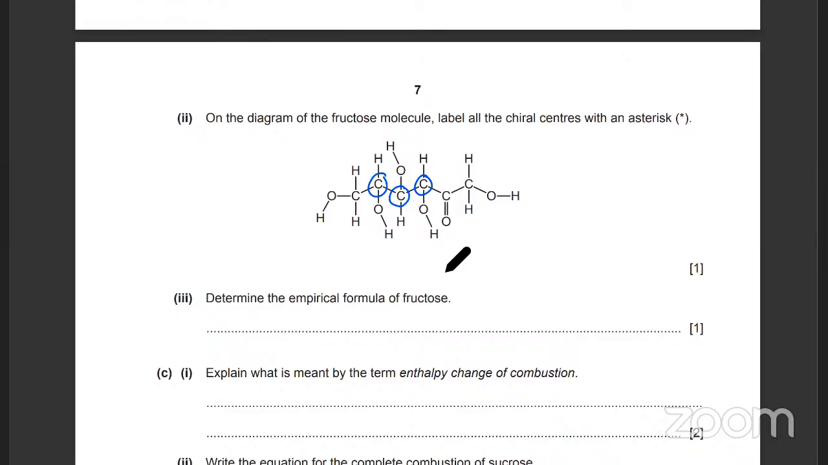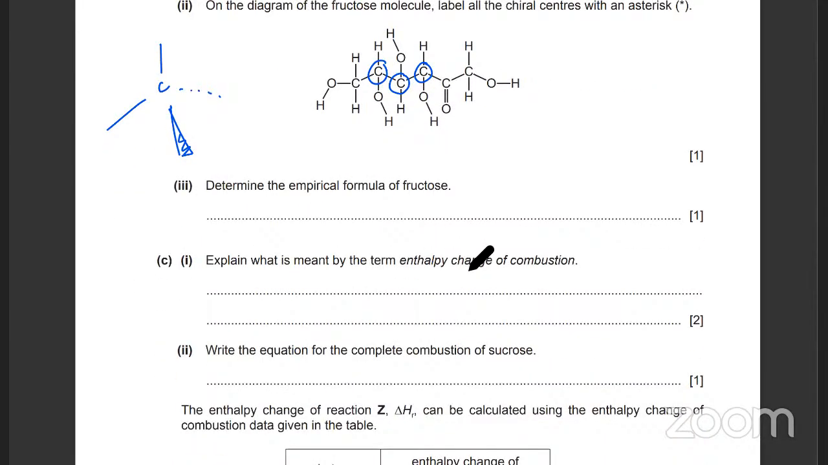Empirical formula, that's easy as well. That's 1, 2, 3, 4, 5, 6. So what about the next carbon? Isn't it chiral? No, if you have a double bond, it's never going to be chiral. For chiral, you need 4 different functional groups and 4 single bonds. All right. Okay. So as the next one, you can do the empirical formula.